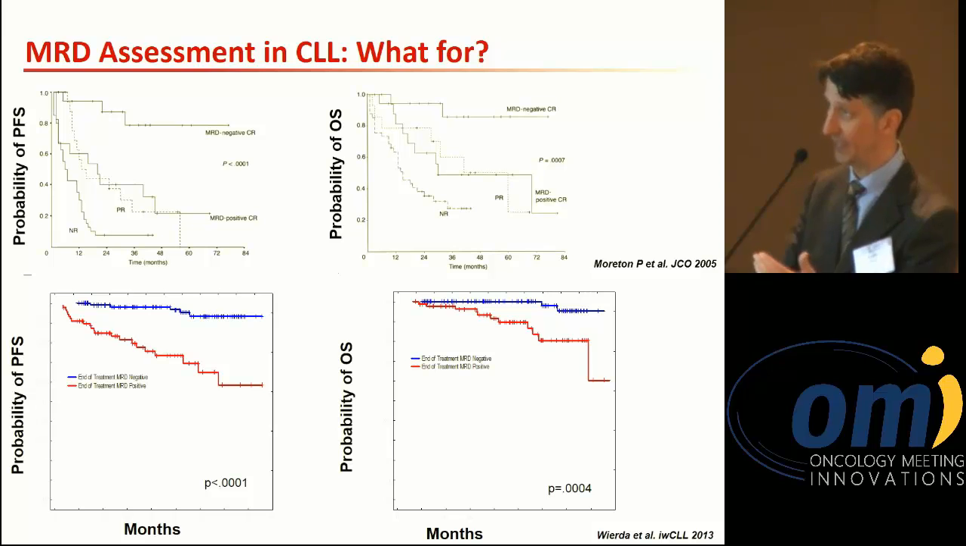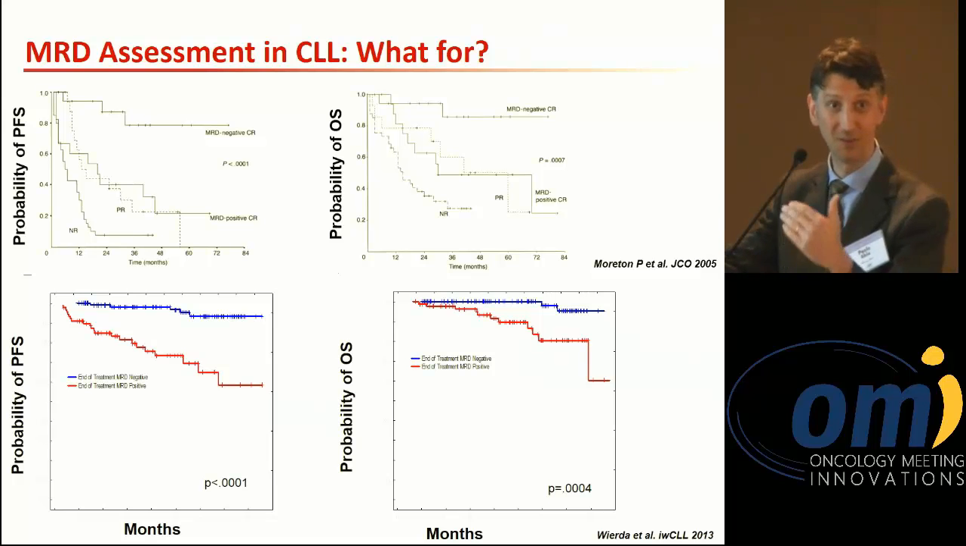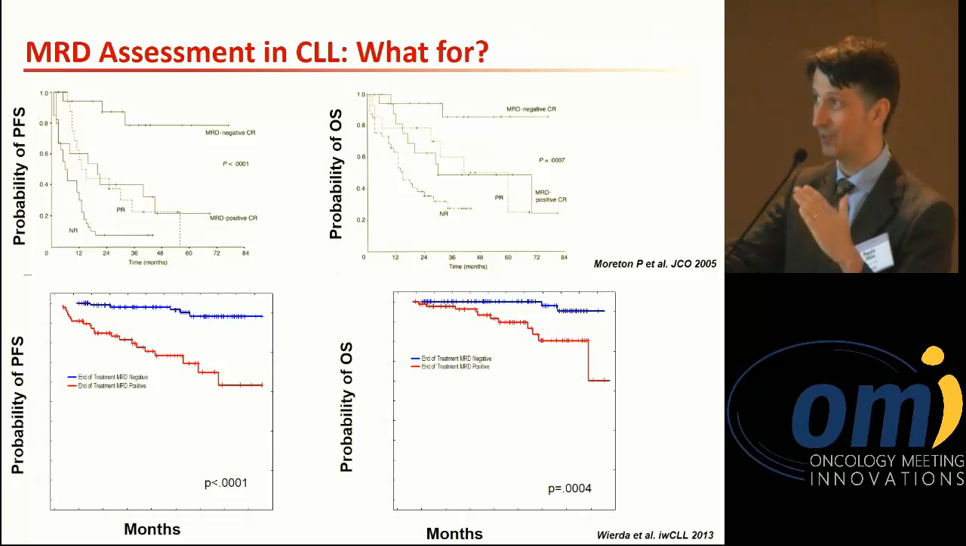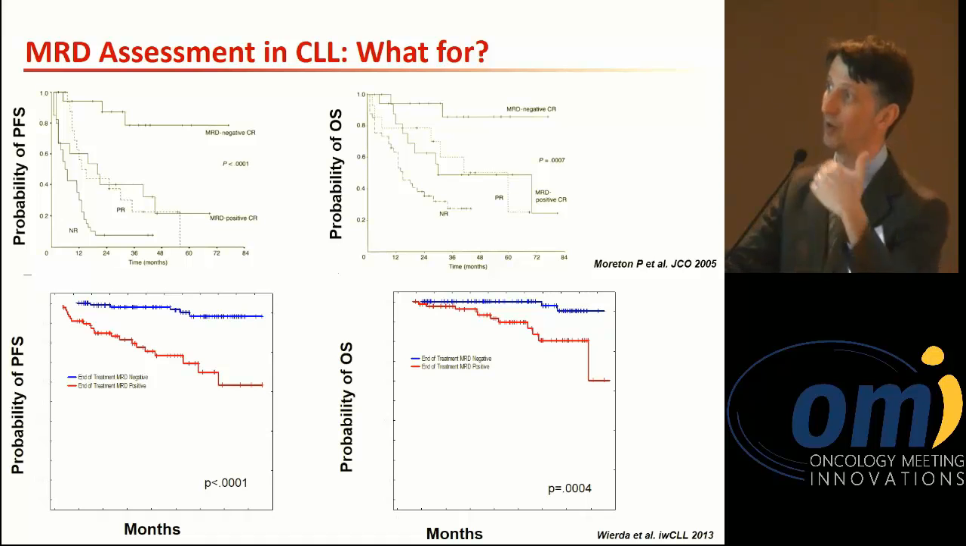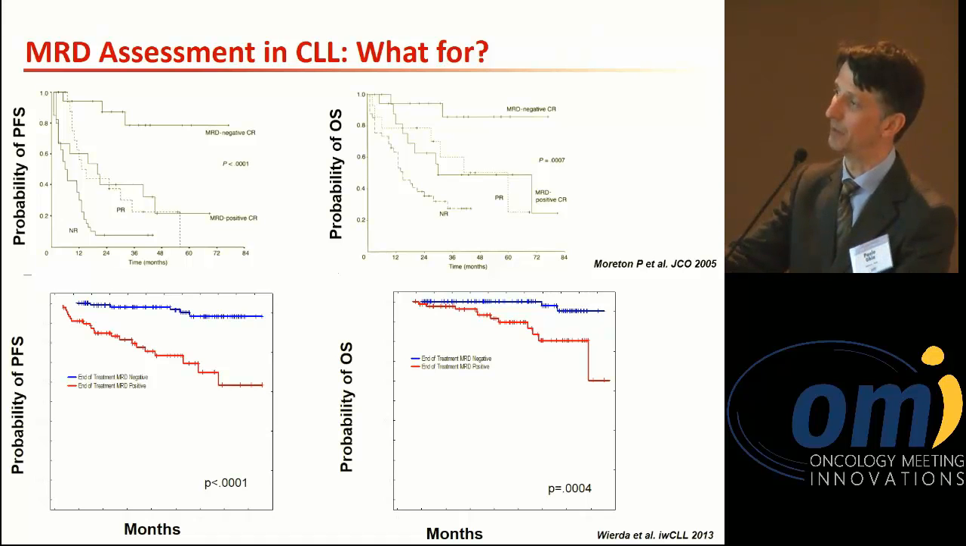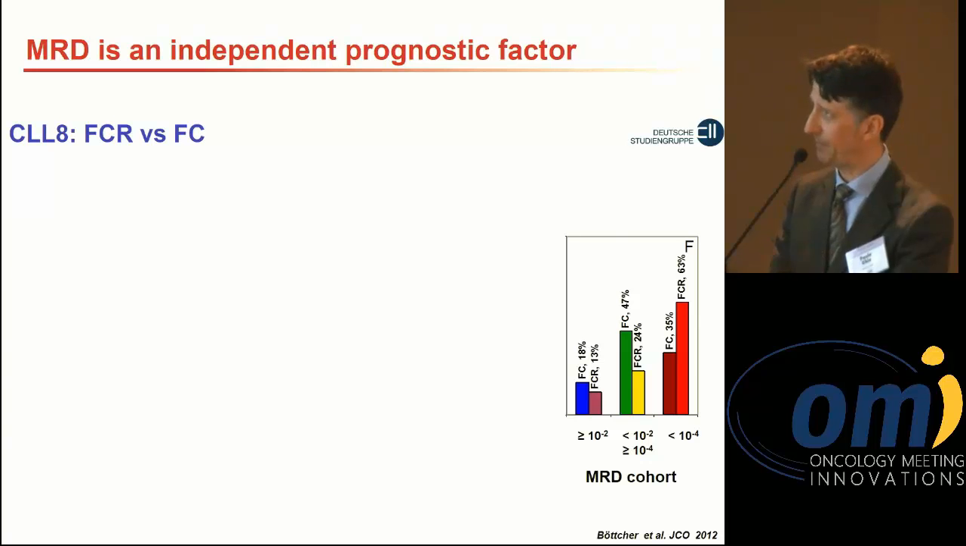Of course, this is true also if you use immunochemotherapy. This was the original study from MD Anderson, and they showed that indeed patients treated with FCR reaching MRD negativity had a longer PFS and a longer overall survival, which does not mean that all of them are cured. So please don't get confused. We are just talking about the fact that a deeper remission gets you longer progression-free survival.